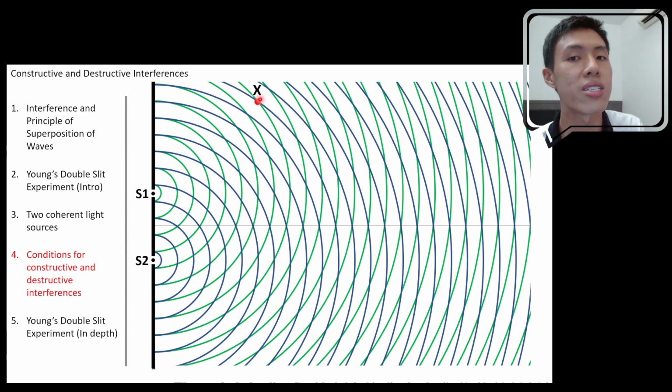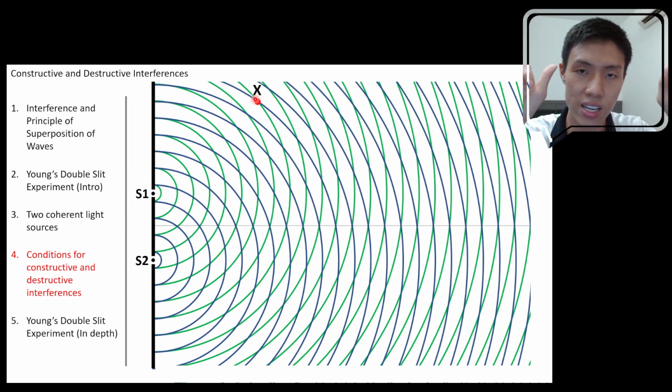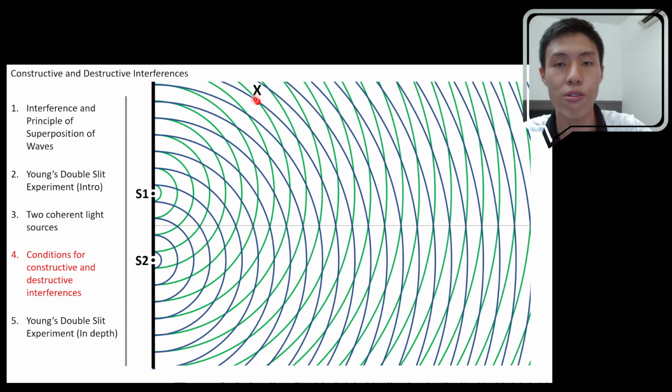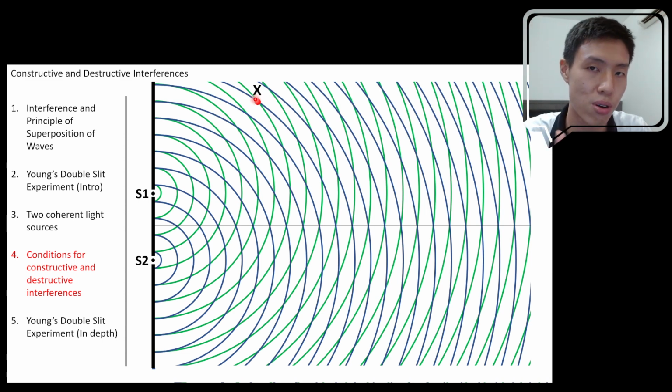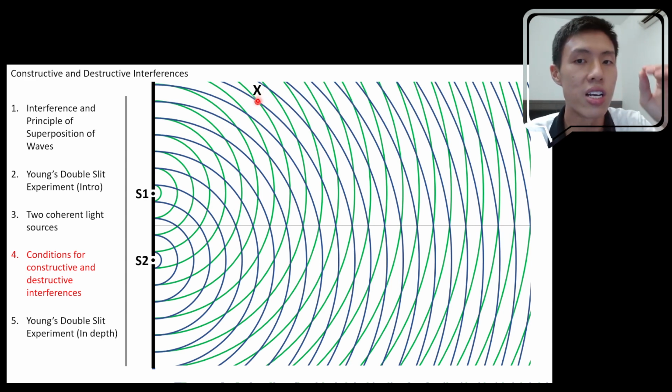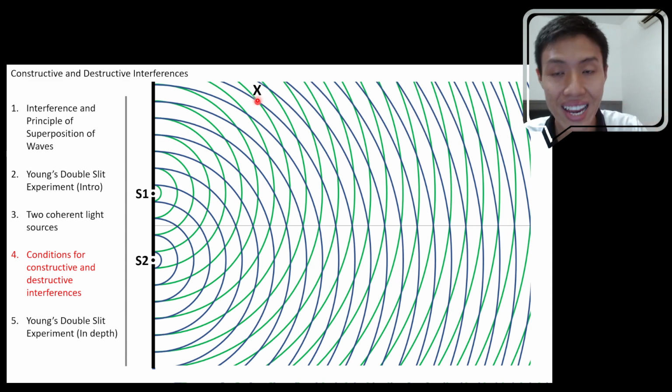So what I'm going to know is that at this point X over here, constructive interference will occur because they arrive at the same phase, peak meets peak. So later on it will be trough meets trough, later on it will be peak meets peak, later on trough meets trough. So it will be an in-phase kind of relationship that happens at point X over here. So the resultant displacement or the resultant wave will be maximized over here. It's a constructive interference.